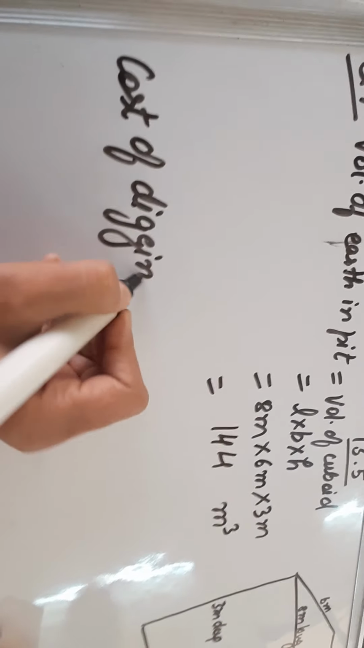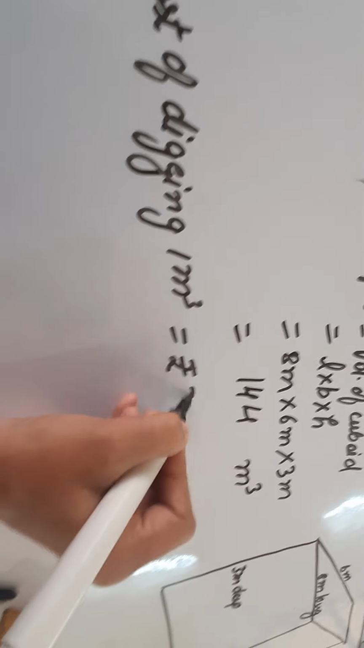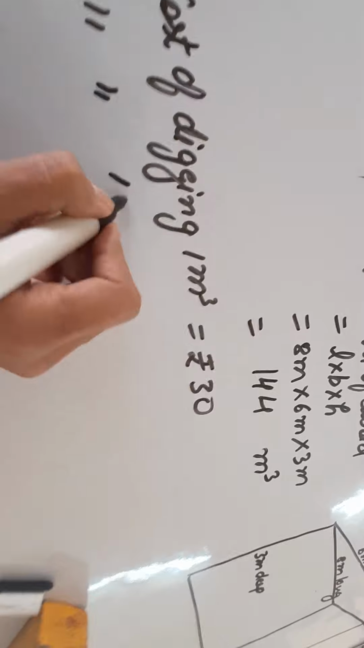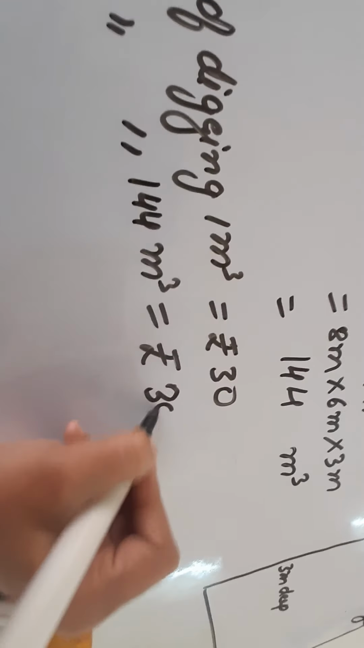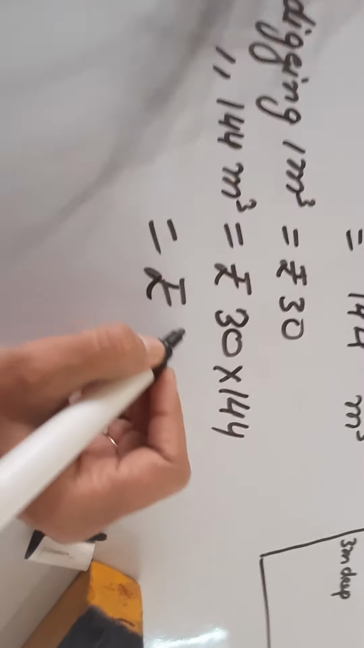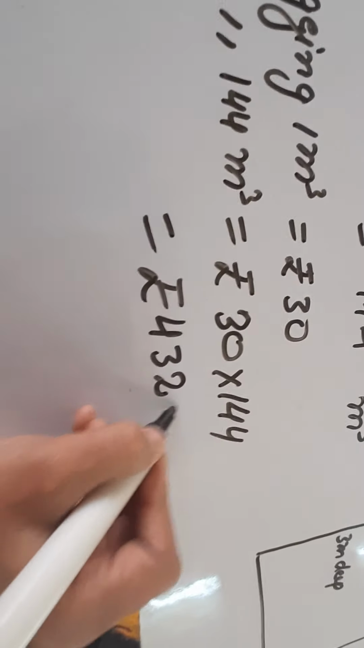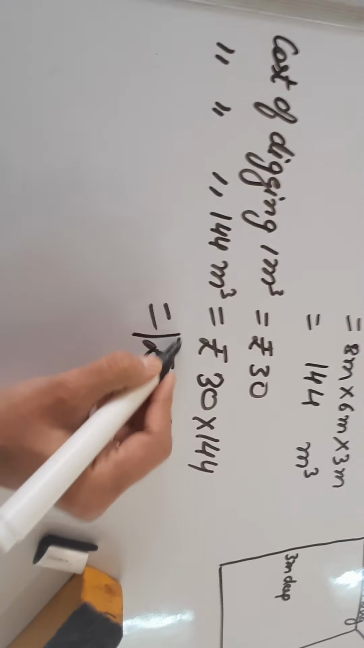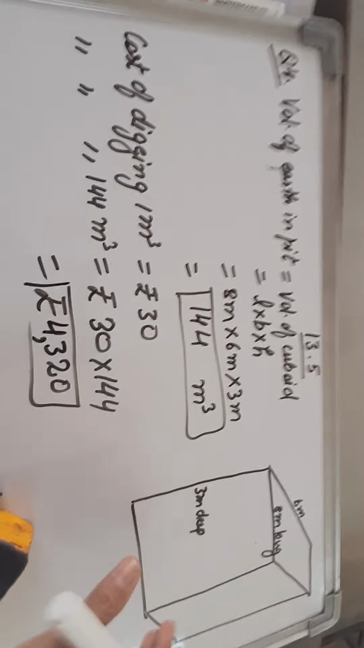So now cost of digging. Cost of digging 1 cubic meter is given as ₹30. So what will be the cost of digging 144 cubic meter? What we will do? Yes, we will multiply the two like this. So the cost of digging this pit will be 4,320 rupees. So this will be the cost of digging that much deep pit.